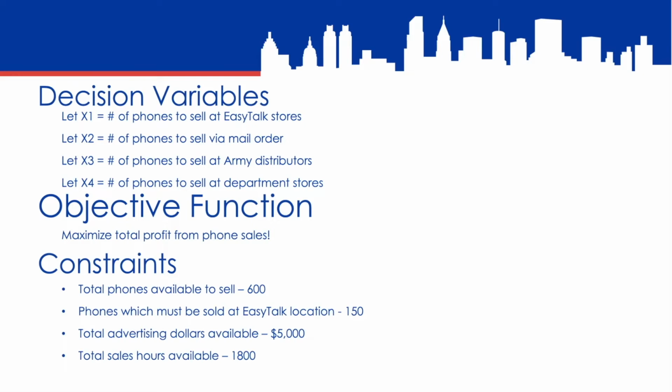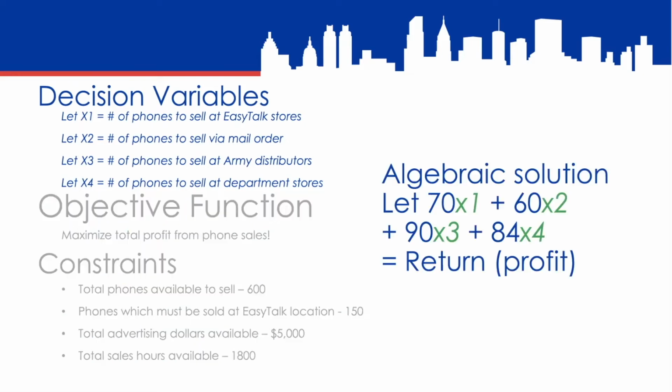To write this formula algebraically, it would look like this. Let 70 of the variable x1 plus 60 x2 plus 90 x3 plus 84 x4 equal our return, which is profit. And how we came up with that formula is it's $70 profit for each phone sold at an EasyTalk store, which is why it's 70x1 plus 60x2, because it's $60 at a mail order and our variable is x2 all the way through.